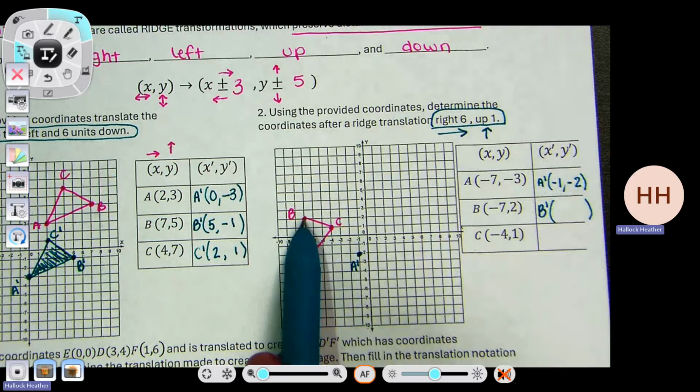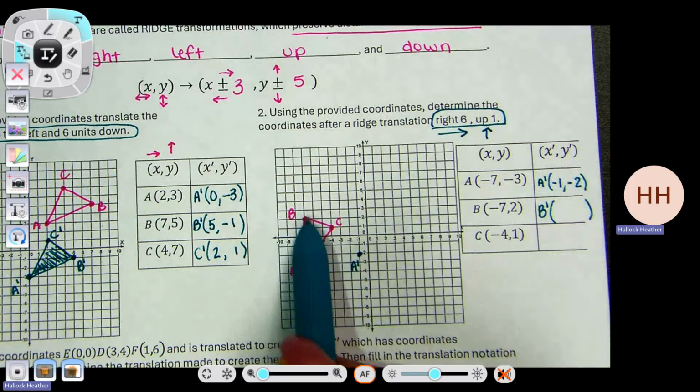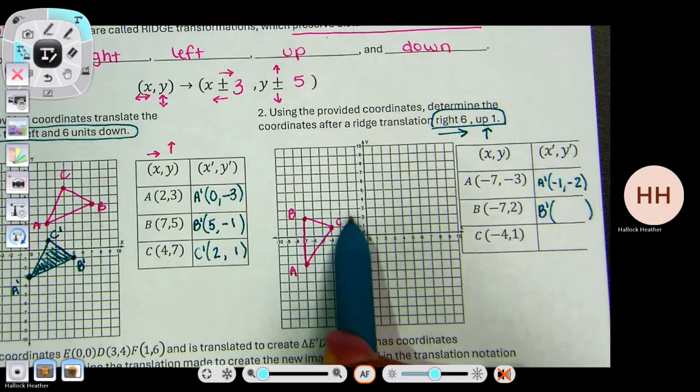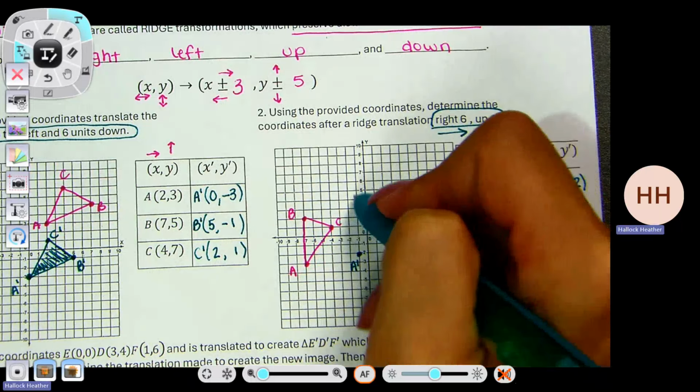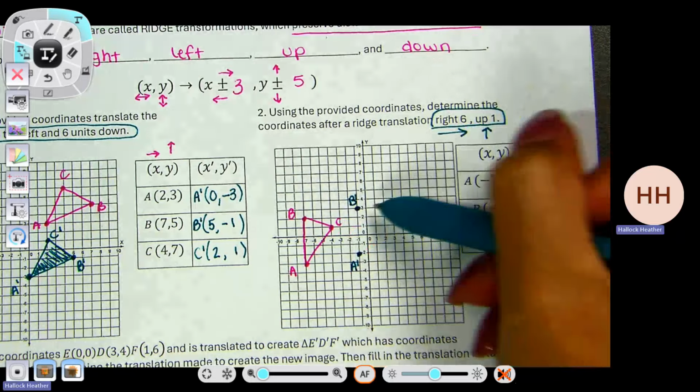B prime, I'm doing the same thing. I'm going right 6, 1, 2, and up 1. So it's like right next to that little 3.